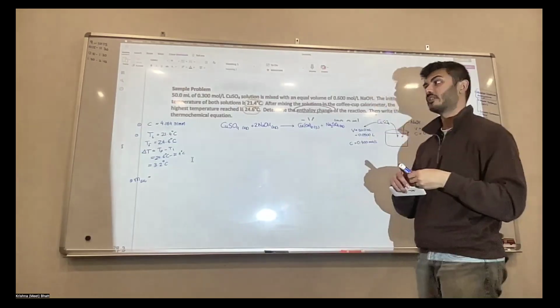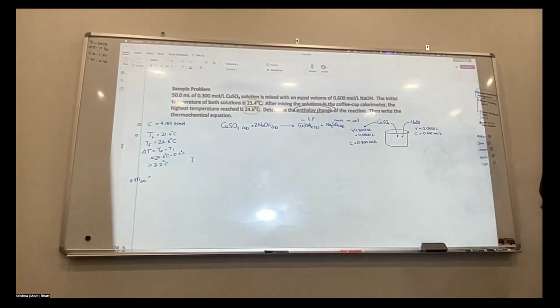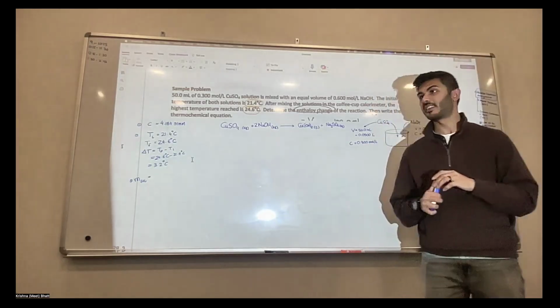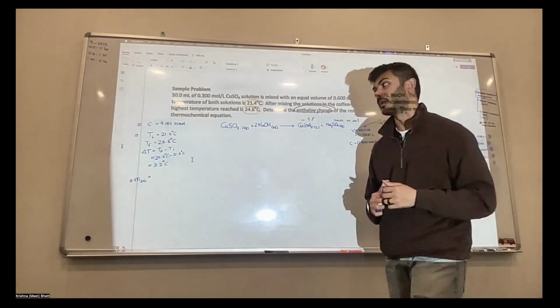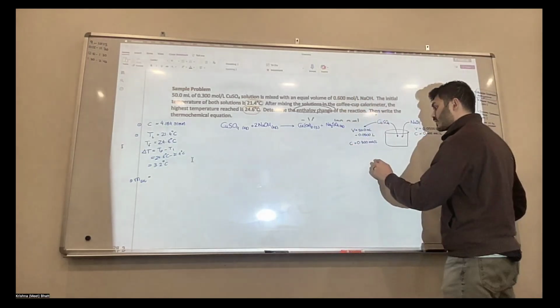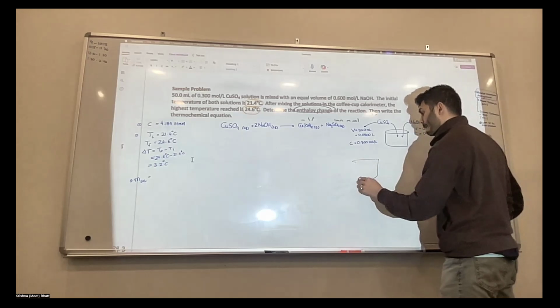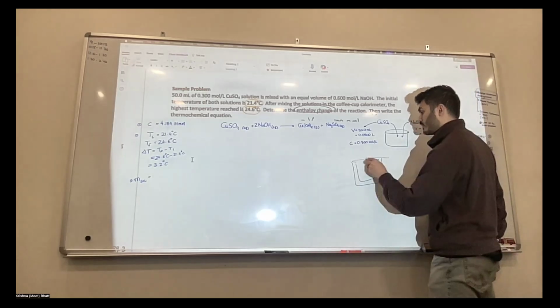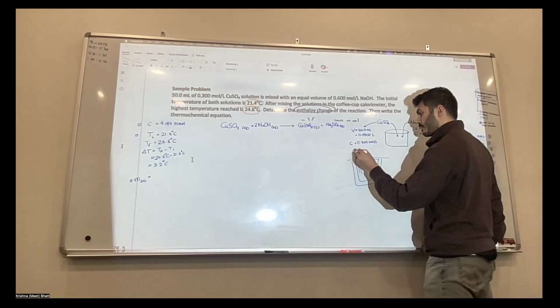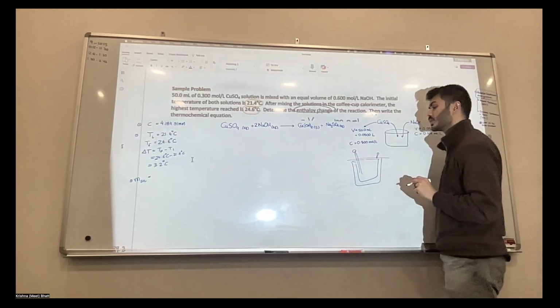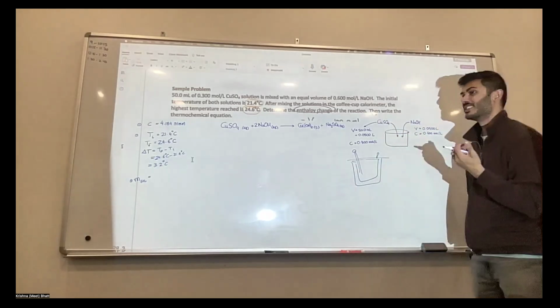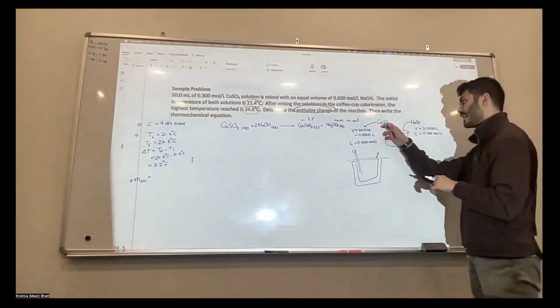How do I find out the mass of the solution? Stay with me, guys. Let's think about what's happening. Imagine that this is my coffee cup calorimeter, lid, thermometer, and a stirring rod. So what did I add in here? I did not add water. I added CuSO4. How much?